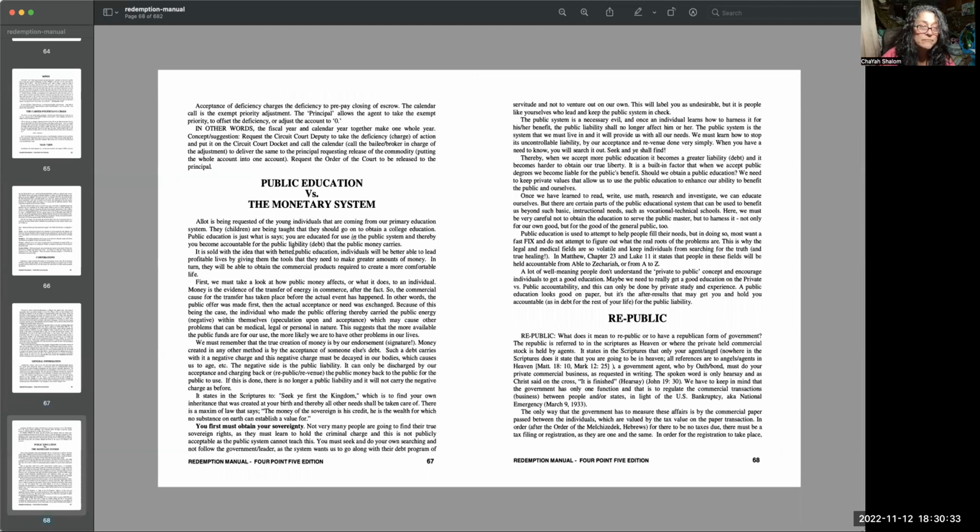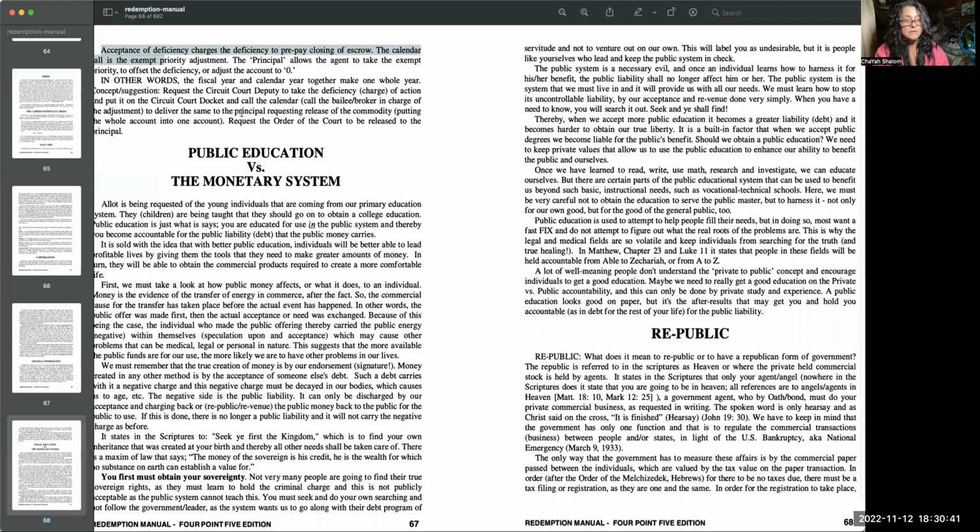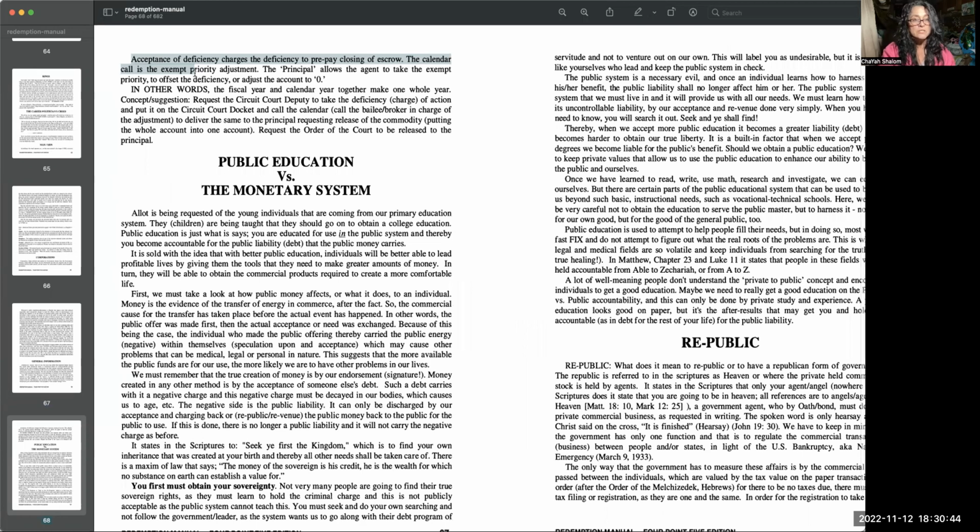Okay. Acceptance of deficiency charges the deficiency to prepay closing of escrow. The calendar call is the exempt priority adjustment. The principal allows the agent to take the exempt priority to offset the deficiency or adjust the account to zero.